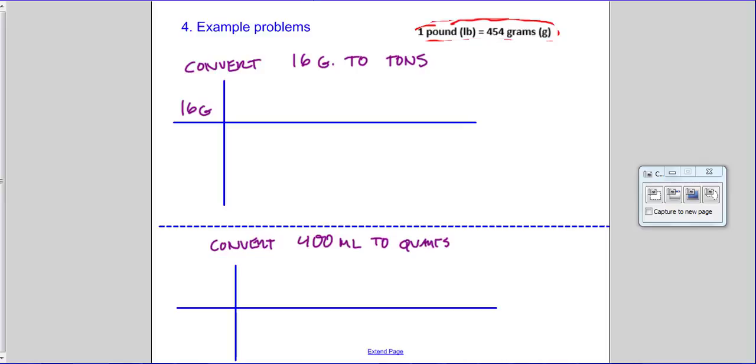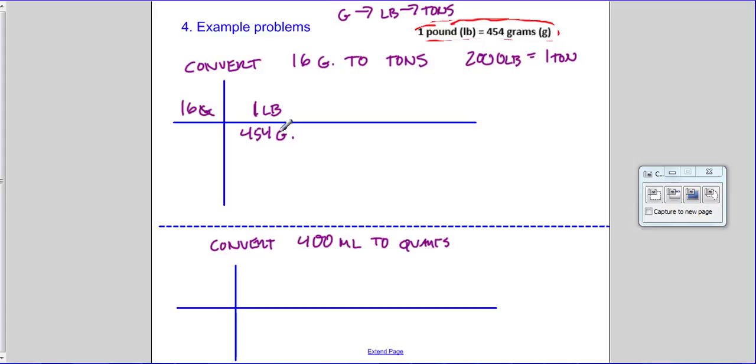So the thing is, I know that 1 pound is 454 grams, and I also know that 2,000 pounds, if you look on the previous page, is 1 ton. So what I'm doing is I'm going to go grams to pounds to tons. So for every 454 grams, if you're in a chemistry class, you'll memorize this because you'll use it all the time, is 1 pound.